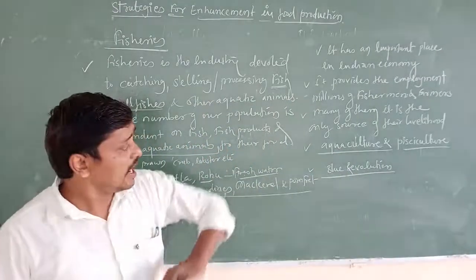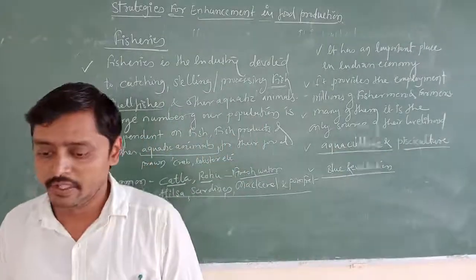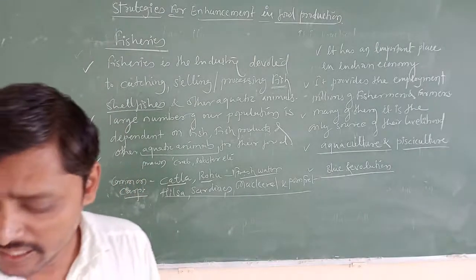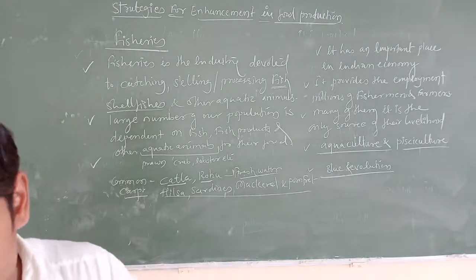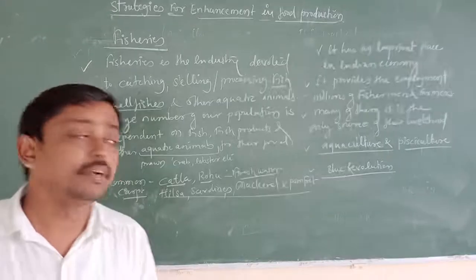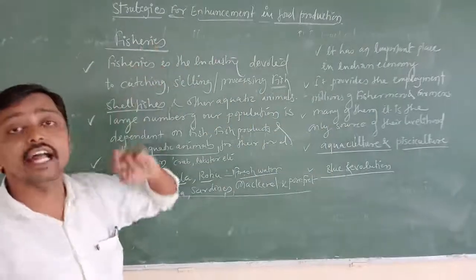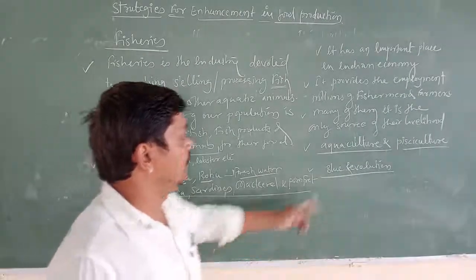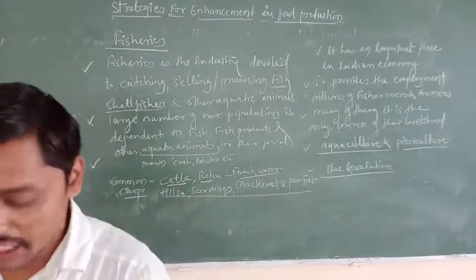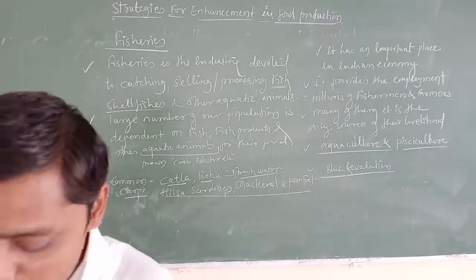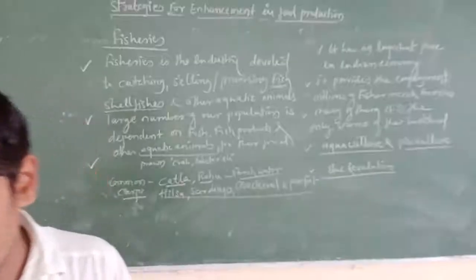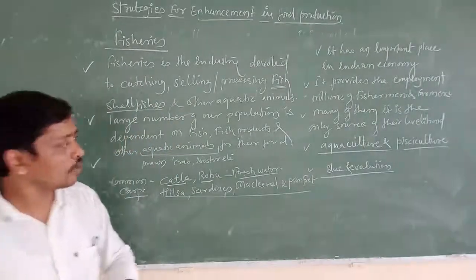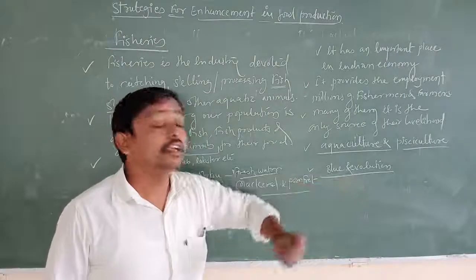Aquaculture and pisciculture lead to the development and flourishing of the fishery industry. These two are helpful for flourishing and developing the fishery industry. And what we are discussing nowadays is the blue revolution. This blue revolution helps the farmers and fishermen to get more income, and it is also helpful for our country. So this is what we are going to discuss about the blue revolution.